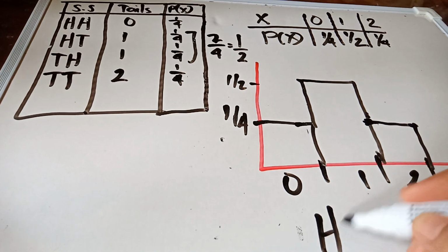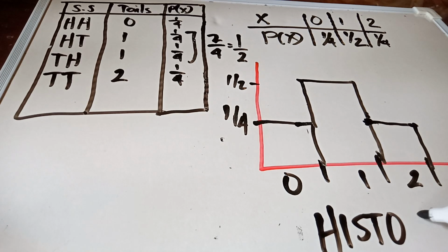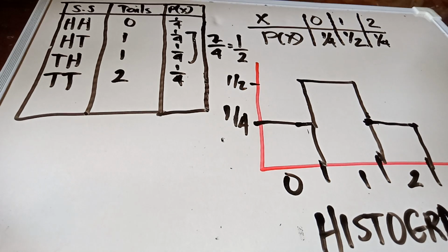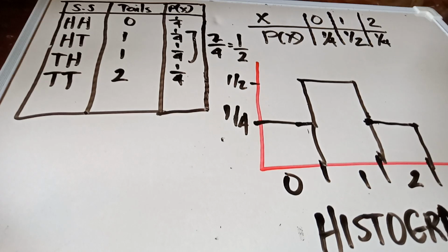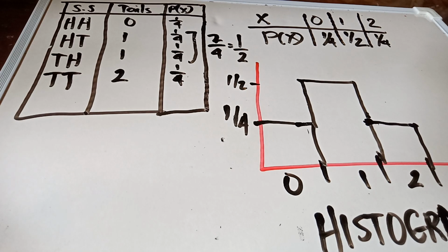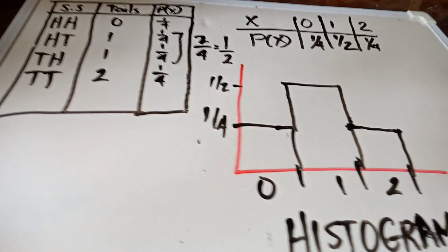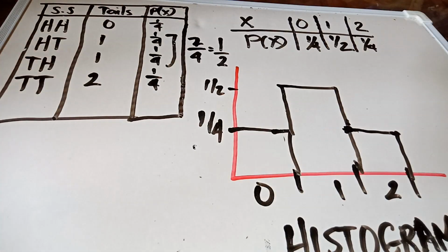This is what you call the histogram. This is the application of a histogram to probability distribution for a discrete variable. So this is one example of a discrete probability distribution.